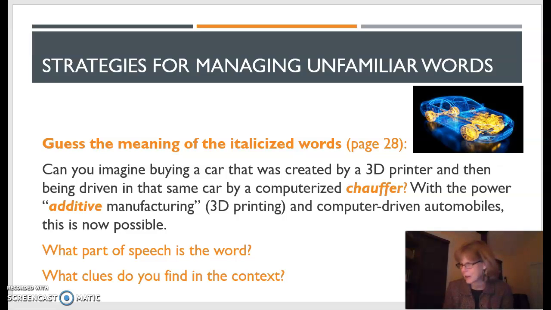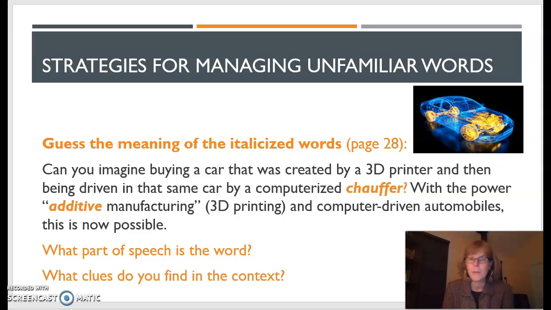They give us a few sentences and they highlight a word that maybe you know, maybe you don't. And they say you guess the meaning by using the context. So here I just pulled up two of these.